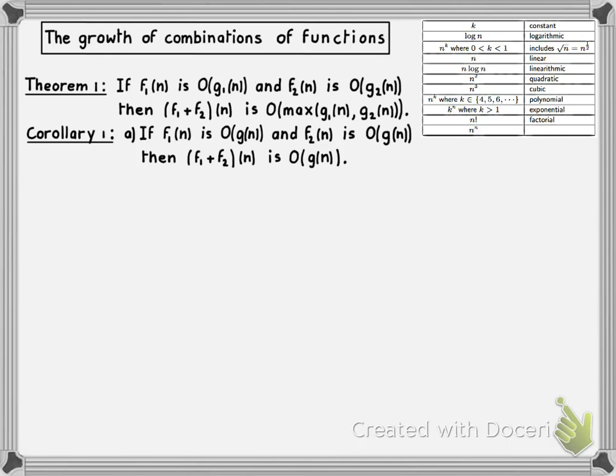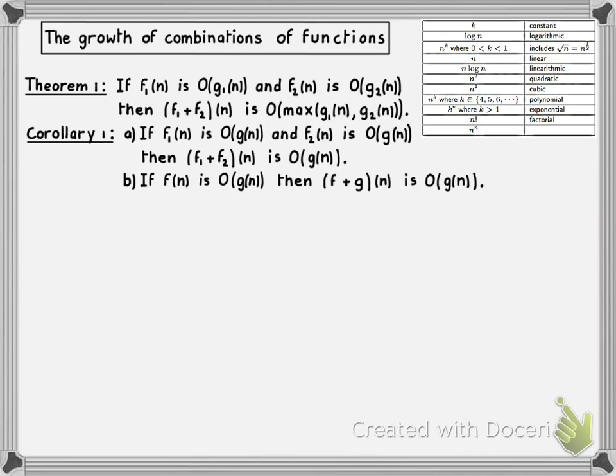Now, part B of the corollary states that if f of n is big O of g of n, then the function f plus g of n is also big O of g of n. Now realize that we have the addition of two functions here, where f of n is assumed to be big O of g of n. So consider the situation where f of n is big O of g of n, and of course, g of n is also big O of g of n.